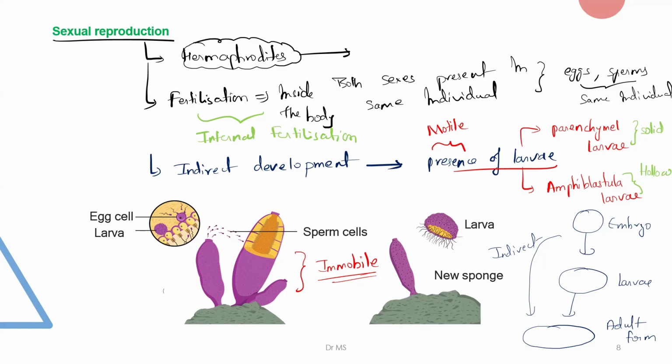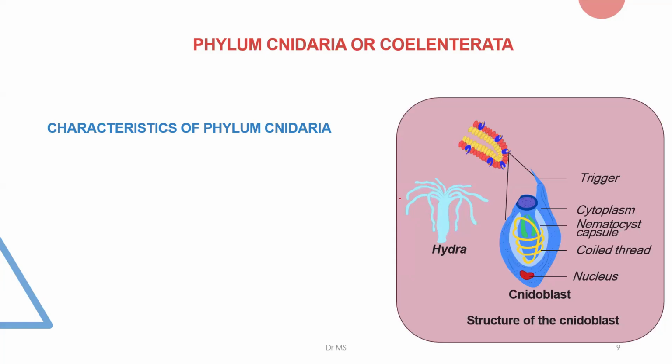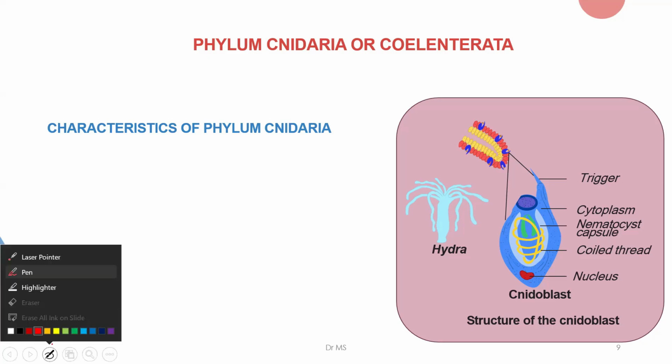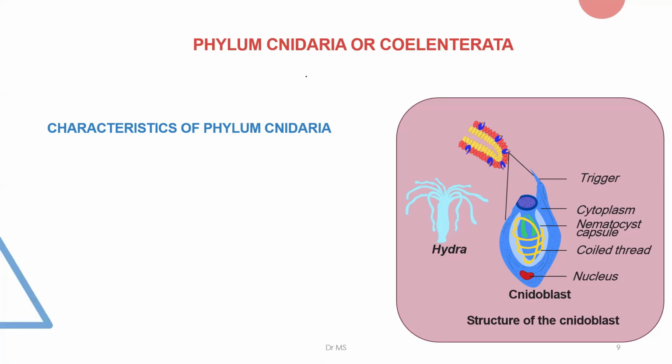Yes, sir. Next one. So those are the things you need to know about this phylum. Next one is the phylum Cnidaria. This phylum Cnidaria is also called Coelenterata. Remember this. Phylum Cnidaria is also known as phylum Coelenterata.